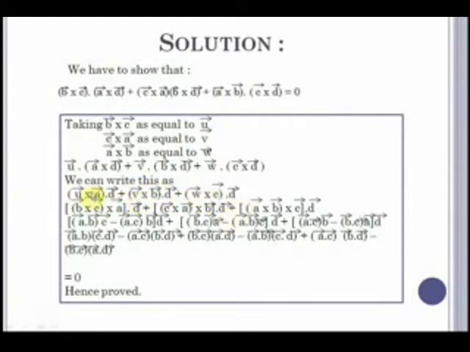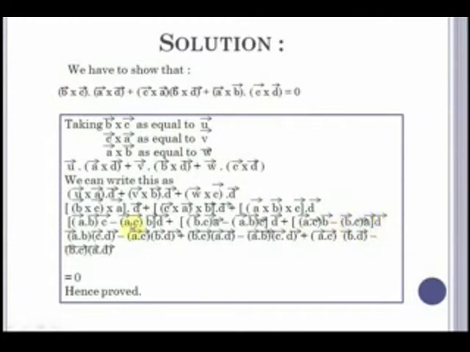Now U is nothing but B cross C. So B cross C cross A dot vector D plus C cross A cross B dot vector D plus A cross B cross C dot vector D. We have substituted again back the value of U, V and W here. Now this vector triple product is equal to A dot B times vector C minus A dot C times vector B dot vector D plus B dot C times vector A minus A dot B times vector C dot vector D plus A dot C times vector B minus B dot C times vector A dot vector D.